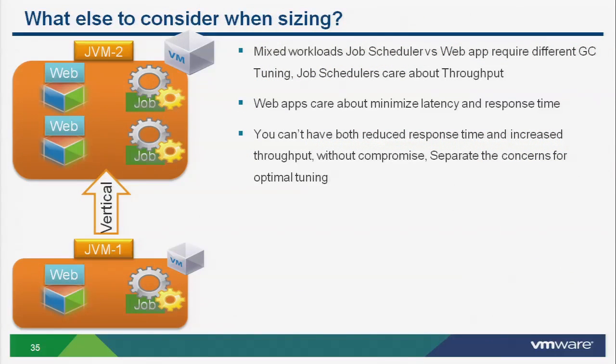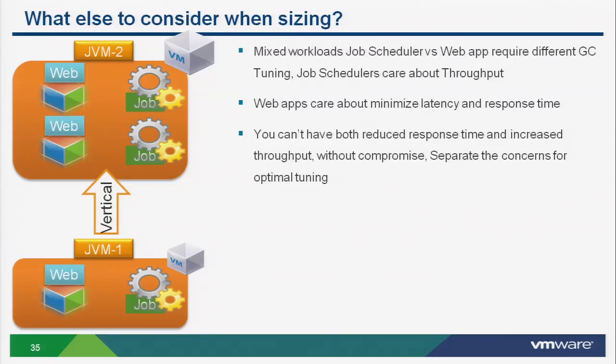The other consideration when you're sizing up large JVMs is that on day 1, you may have a 1 gig JVM that's got a web application there and a job scheduler. And all of a sudden you go to, say, 8 gig, right? And now you have to worry about your GC tuning. Well, a web application cares about response time and reduction of latency impact, while a job scheduler cares about the opposite, which is memory throughput, and it doesn't care much about latency and response time.